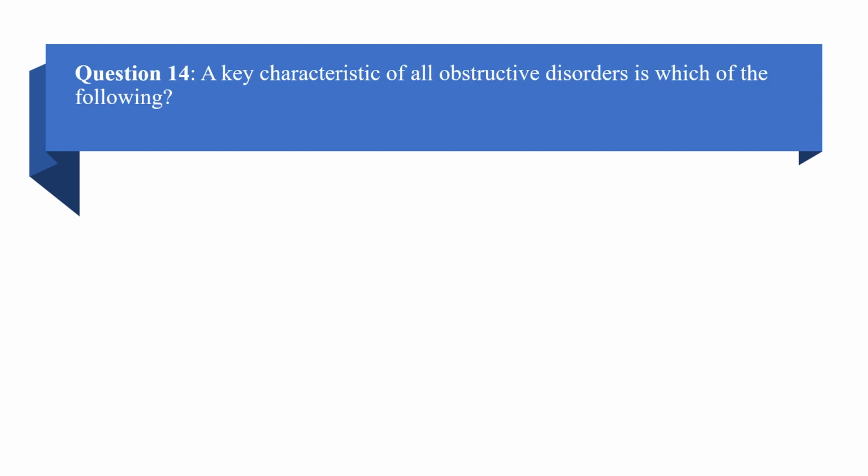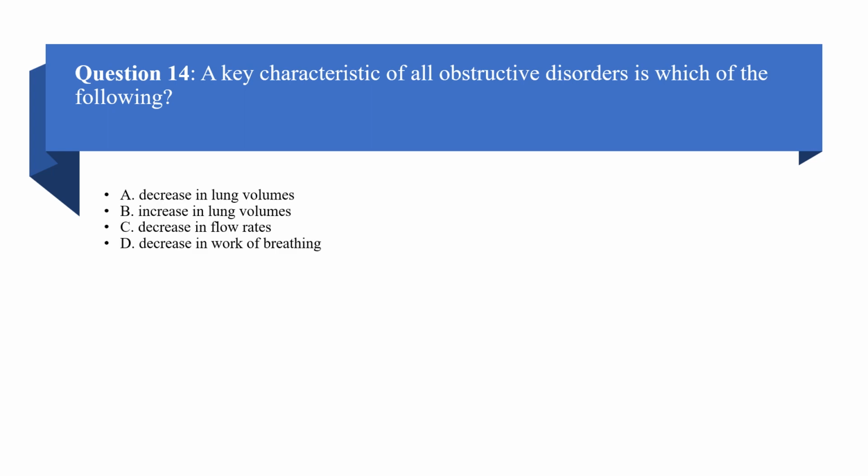Question 14. A key characteristic of all obstructive disorders is which of the following? A, decreases in lung volumes. B, increases in lung volumes. C, decreases in flow rates. And D, decrease in work of breathing. Correct answer is C. So all obstructive disorders have a decrease in flow rates.